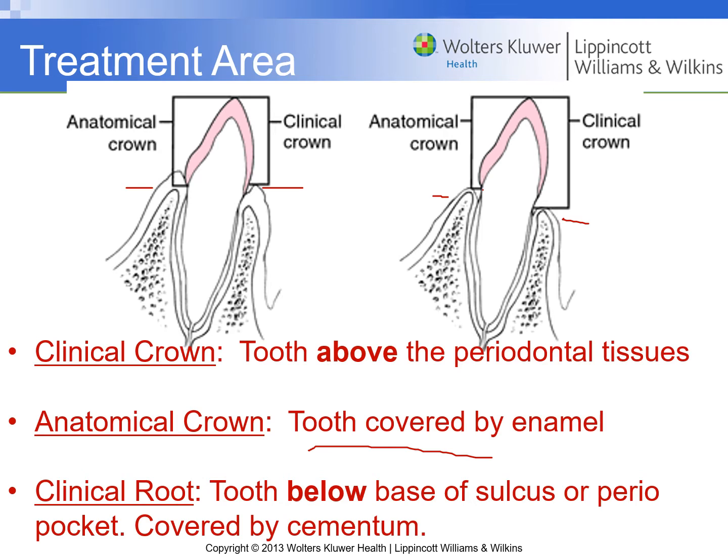And the clinical roots and anatomical roots are done in the same way. So a clinical root is the tooth below the base of the sulcus or the periodontal pocket. So wherever that sulcus is, if it's down here, the clinical root is going to be that part that's covered by cementum, and it's going to be like this. But the anatomical root is going to be from the CEJ all the way to the bottom.